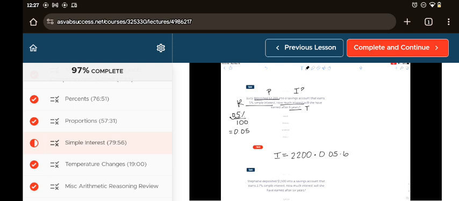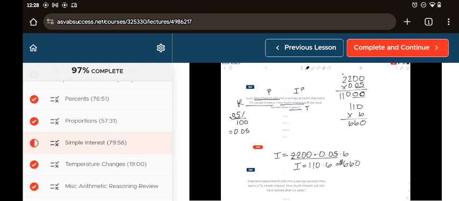2200 times 5. Oh, sorry, not 5, 0.05. 5 times 0 is 0, 5 times 0 is 0, 5 times 2 is 10, carry the 1. 5 times 2 is 10, plus 1 is 11. And there are two numbers behind the decimal point, which means there will be two numbers behind the decimal point in my answer. So this becomes 110 times 6. So 110 times 6: 6 times 0 is 0, 6 times 1 is 6, 6 times 1 is 6. That's $660 in interest. There we go.